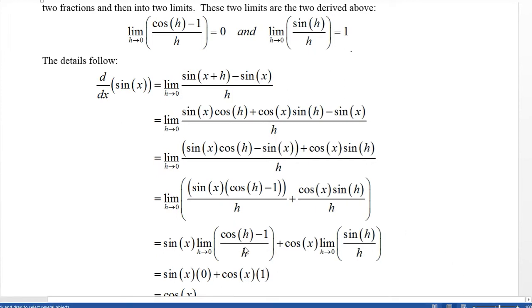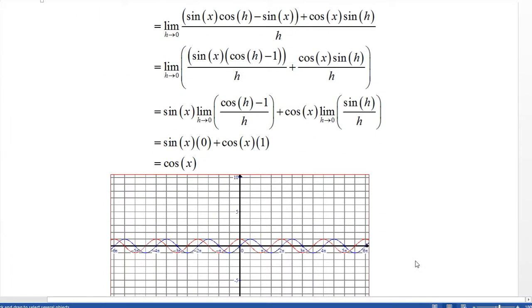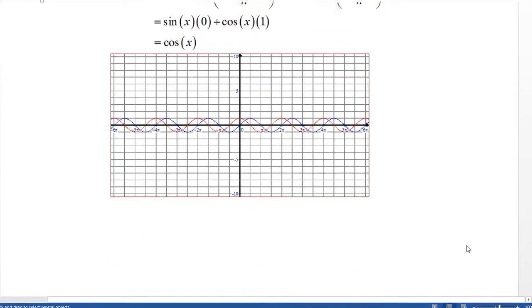Now you see why we need those two limits. This limit on the far right is 1. The one here on the left is 0. Sine of x times 0 is 0, plus cosine of x times 1 is cosine of x. And sure enough, the derivative of sine x is cosine x. And there's another picture of it. Pretty cool, huh?